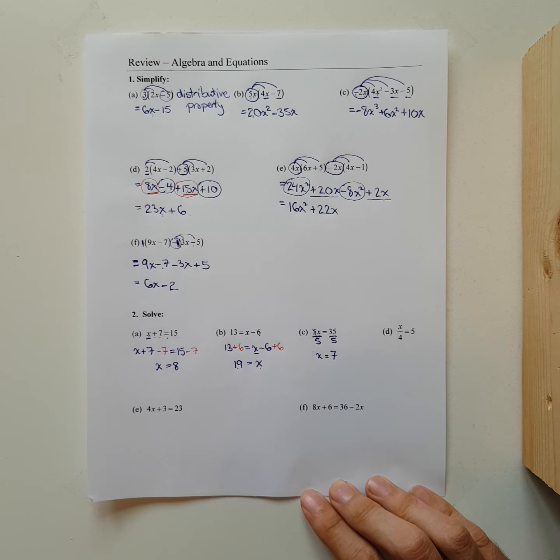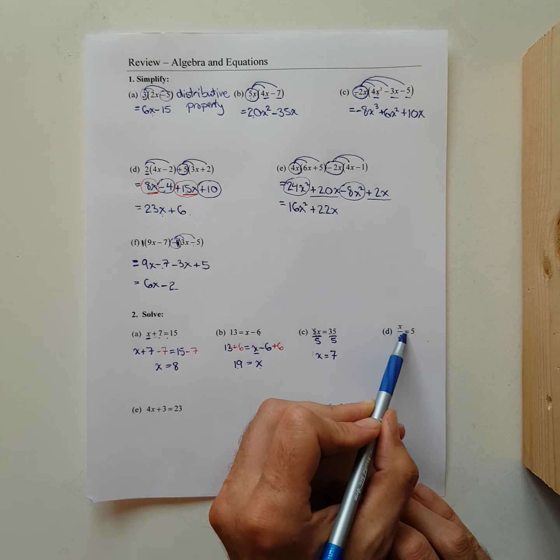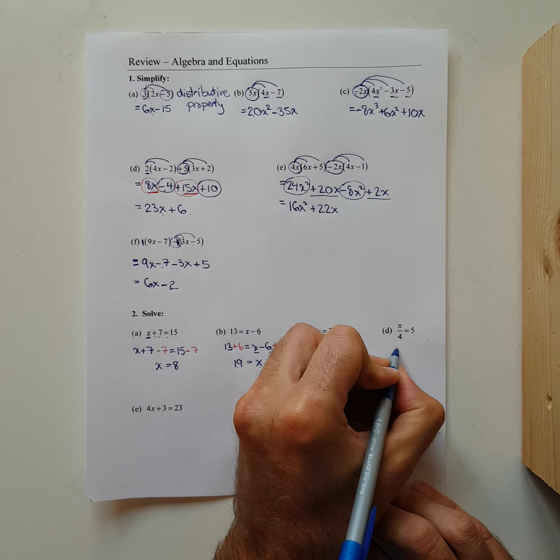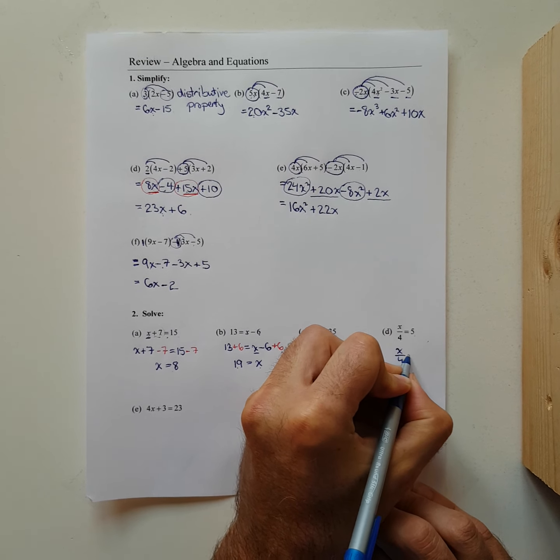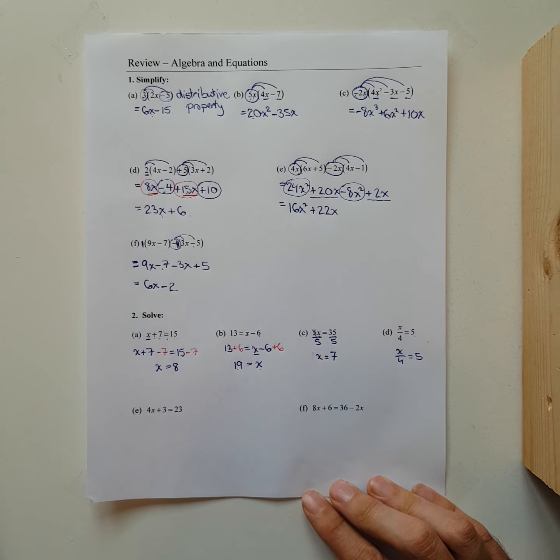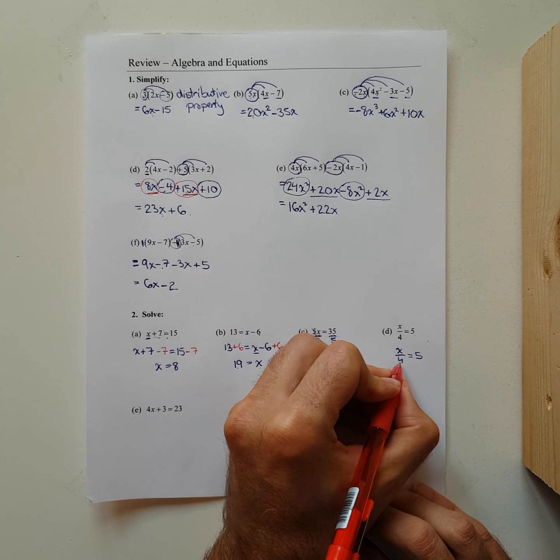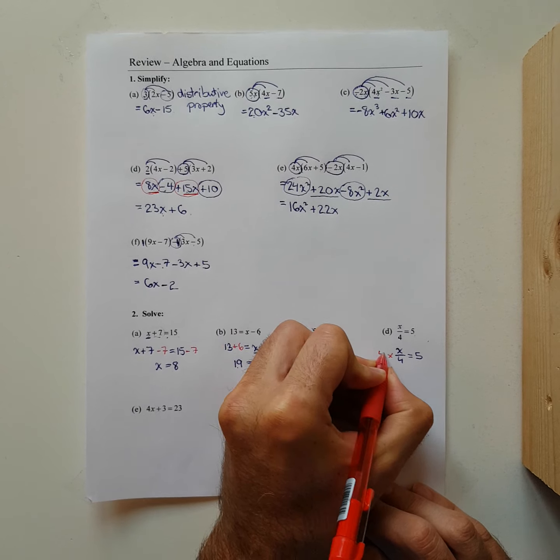One that we don't see very often, but is still this idea of opposite operations, is this one here. x over 4 equals 5. Remember, when we write this idea as a fraction, this is just division, and the opposite of division would be to multiply. So we can still use our opposite operation idea here. The opposite of dividing by 4 would be to multiply.